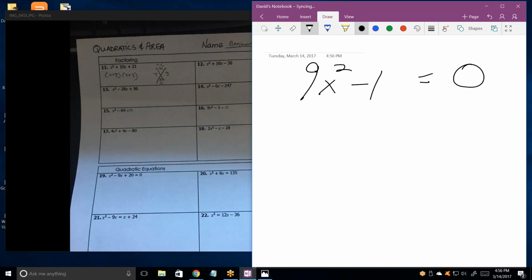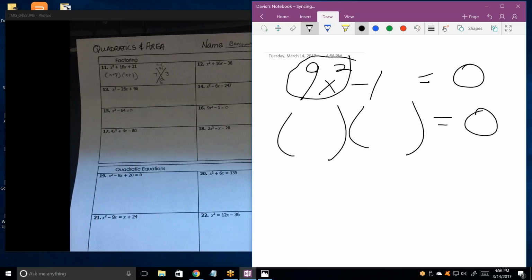How am I going to factor that? Notice that it's still a difference of perfect squares. In other words, that is a perfect square, and so is 1. All you have to do is find the square root. What's the square root of 9x squared? 3x. So it's 3x minus 1.